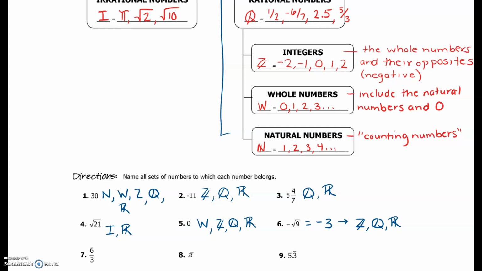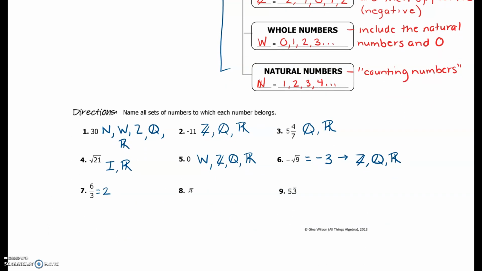Okay. Number 7, same thing. If you take 6 divided by 3, this might look like a fraction right now, but if you take 6 divided by 3, it comes out to a nice even number. It equals 2. So that means it belongs to the natural group, whole numbers, integers, rational, and real. 5 classifications, even though it initially looked like a fraction.